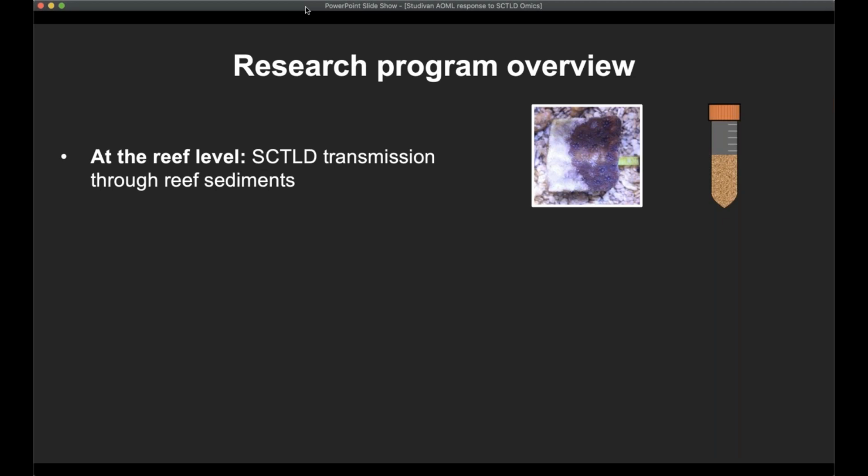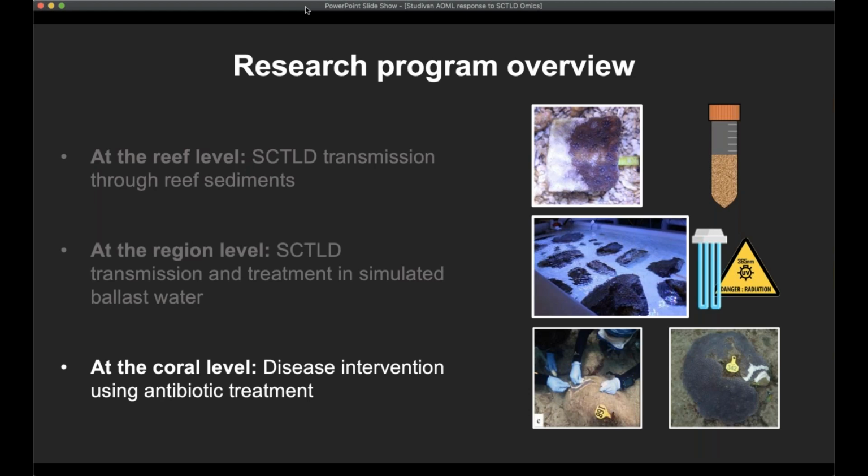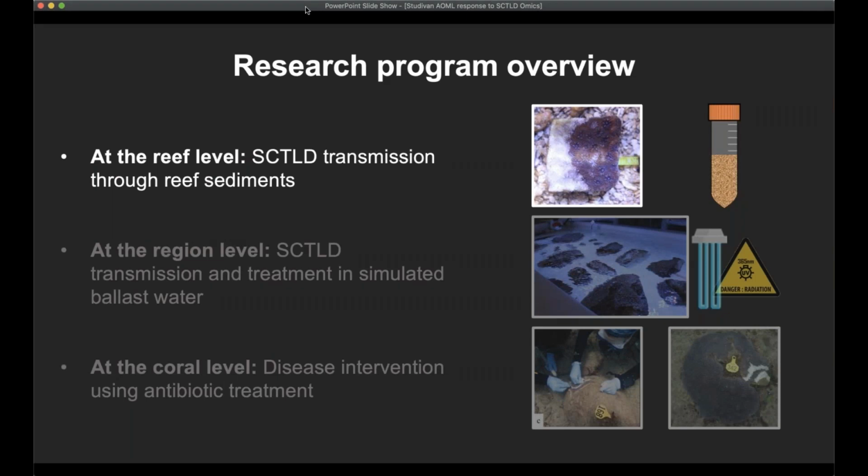Now, our research is broadly designed to meet research priorities as well as to have direct applications to management initiatives. And so we have three spatial levels that I'll be discussing today. The first is at the reef level, where I'll be describing one of our recent projects that assessed SCTLD transmission through reef sediments. At the region level, we've also recently conducted an experiment to address the potential for disease transmission through simulated ballast water and the treatment of disease exposed water. And then finally, at the coral level, I'll be describing some of our recent work looking at the success of disease intervention using antibiotics in the field and addressing whether there are any potential ramifications for long-term coral health. Jumping right in, I'll be starting with the Reef Sediments study here.